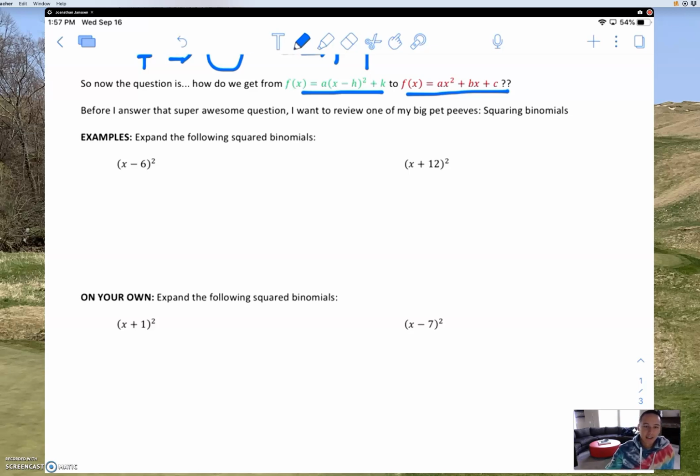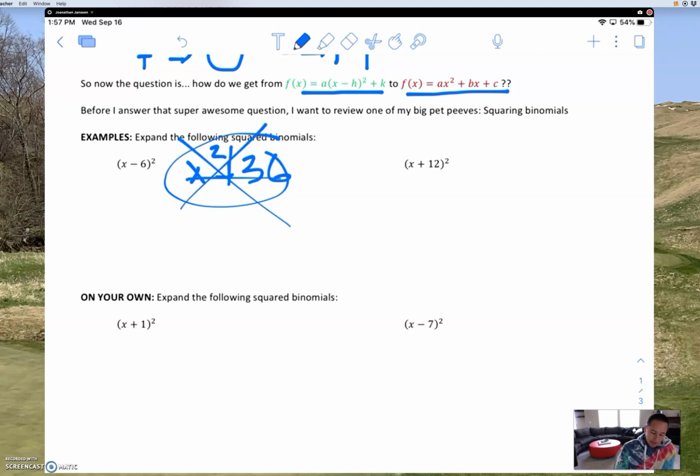Before I answer that awesome question, here's one of my biggest pet peeves: squaring binomials. You're going to have to know how to do this. We're going to look at x minus 6 squared. Now, what some of you might think is x squared becomes just x squared, and if you take minus 6 times minus 6, that becomes plus 36, right? No, absolutely not. Please don't ever think that way. Don't do it that way.